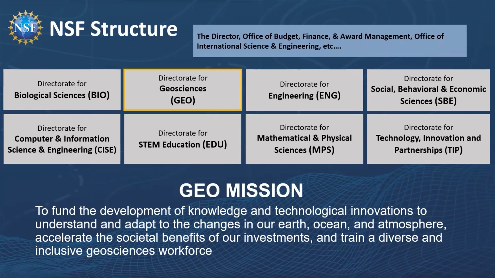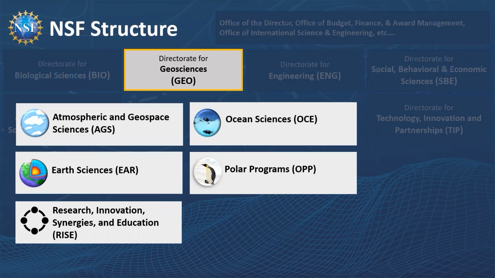So the Directorate for Geosciences is one of 8 directorates in NSF. Its mission is to fund the development of knowledge and technical innovations to understand and adapt to the changes in our Earth, ocean, and atmosphere, and accelerate the societal benefits of our investments, as well as training a diverse and inclusive geosciences workforce. Within the Directorate for Geosciences, there are 4 divisions and a program: atmospheric and geospace sciences, ocean sciences, earth sciences, research, innovation, synergies in education, and polar programs.